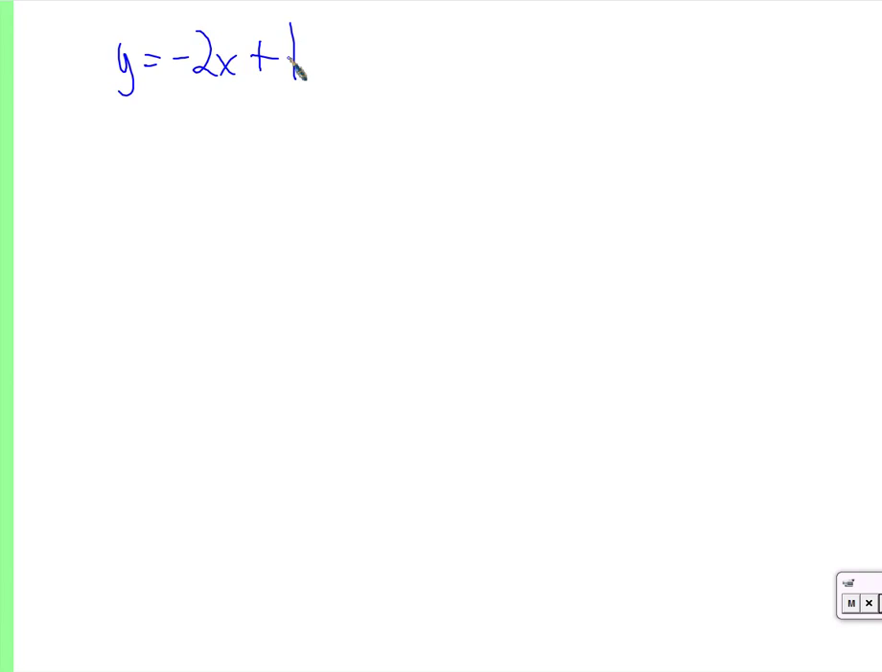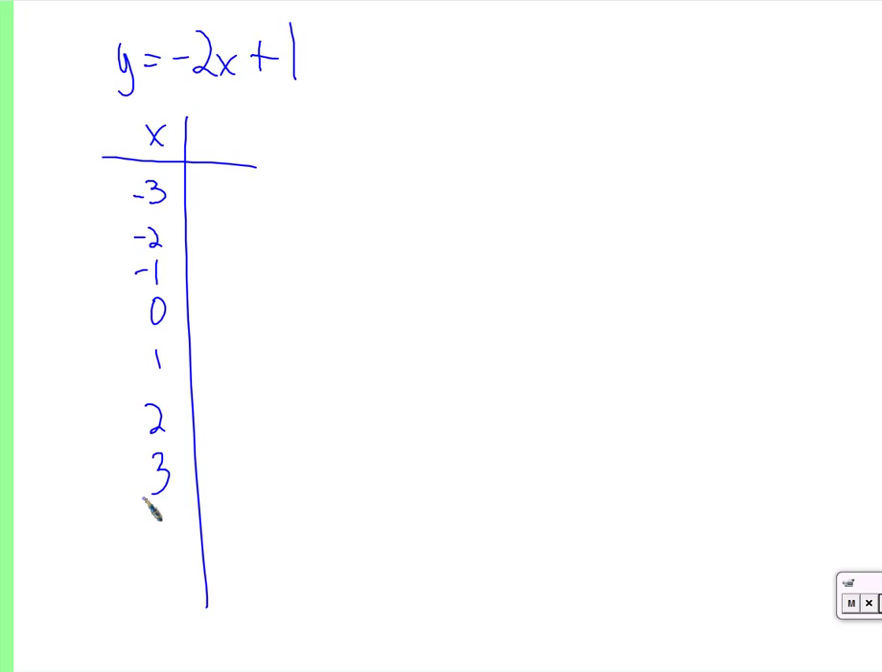So let's look at a pattern. What's helpful to see a pattern is to do something like a table. So we'll start with x values of negative 3, negative 2, negative 1, 0, 1, 2, 3. Look at all those x's being plugged in and see what kind of y's we get out. So this is negative 2 times negative 3 plus 1. That's 6 plus 1.